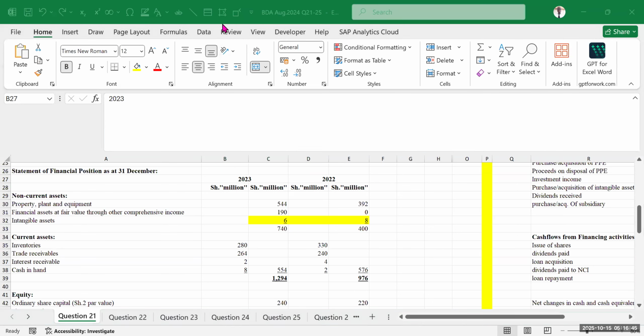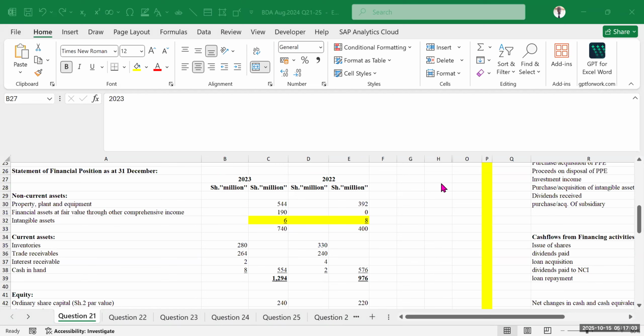Once you do that, you will be able to get the figure, whether it will be an inflow or an outflow. If you have it as a bracket, or as a negative, it will tell you that it is an outflow. If it is positive, then it is an inflow.